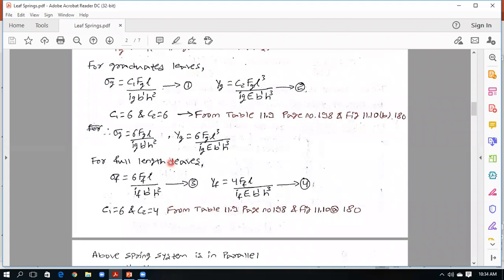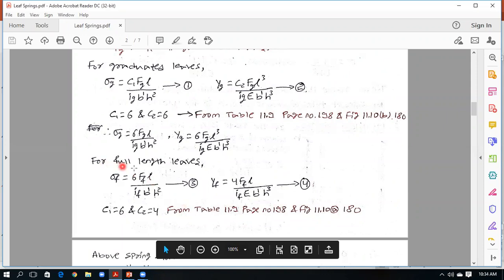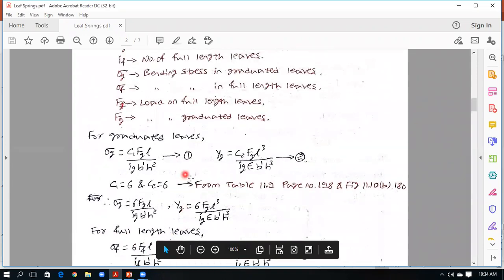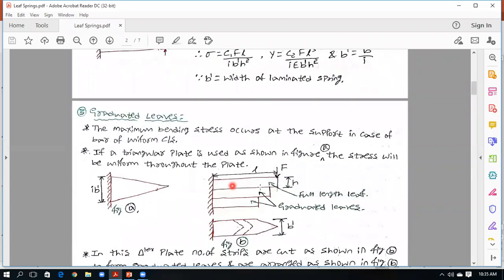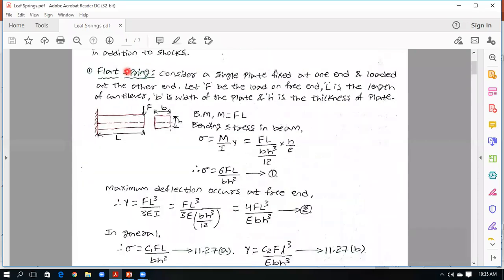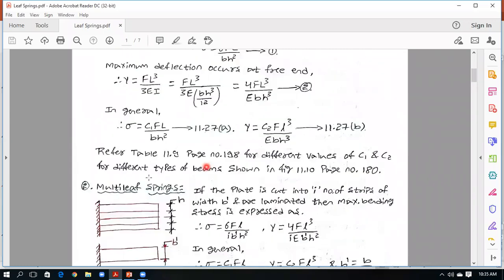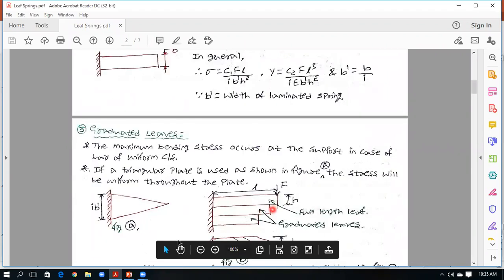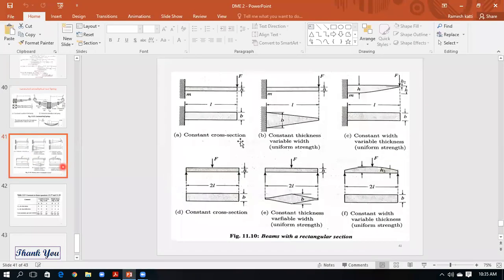Okay, you have to see the condition. Which type of condition is this? Here, full length leaves. If you see the figure, full length leaves will always be flat. It will not be in triangular shape. Means the condition is the first one, flat spring. Always the full length leaves will be flat, whereas the graduated leaves will always be in triangular shape. For that reason, now you need to go here, flat spring, figure A, table A.